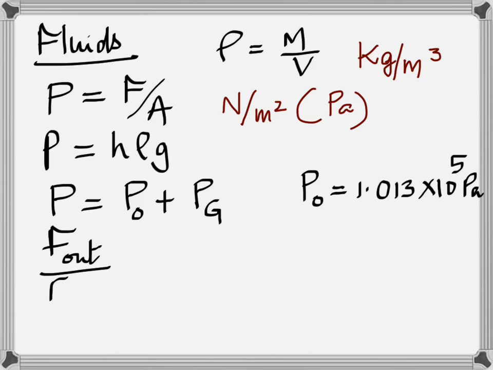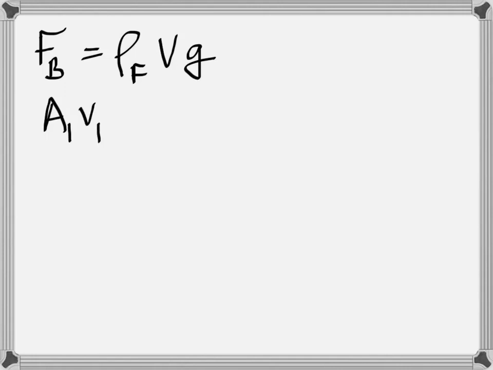The next formula is Pascal's principle, where we talk about a hydraulic lift, where you could apply a small force and translate that into a bigger force. F out by F in is A out by A in. That's one set of equations on fluids. Buoyant force. Buoyant force is the weight of fluid displaced, given by the formula density of the fluid times volume times acceleration due to gravity.